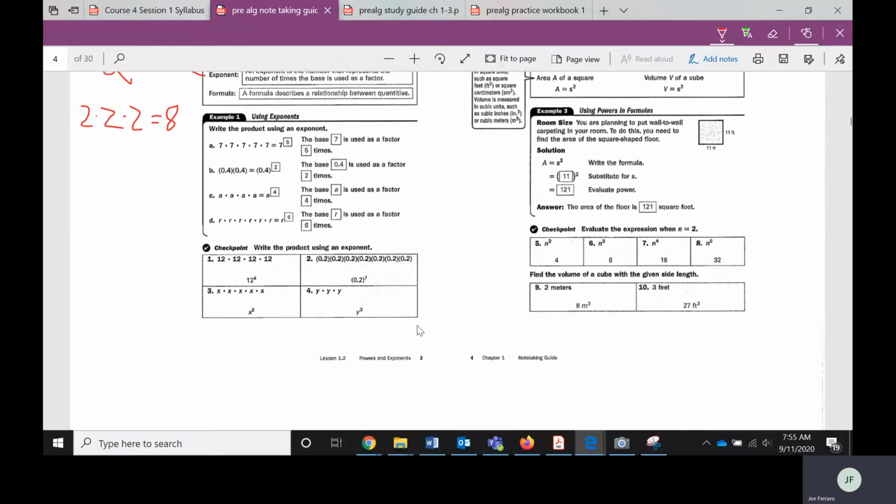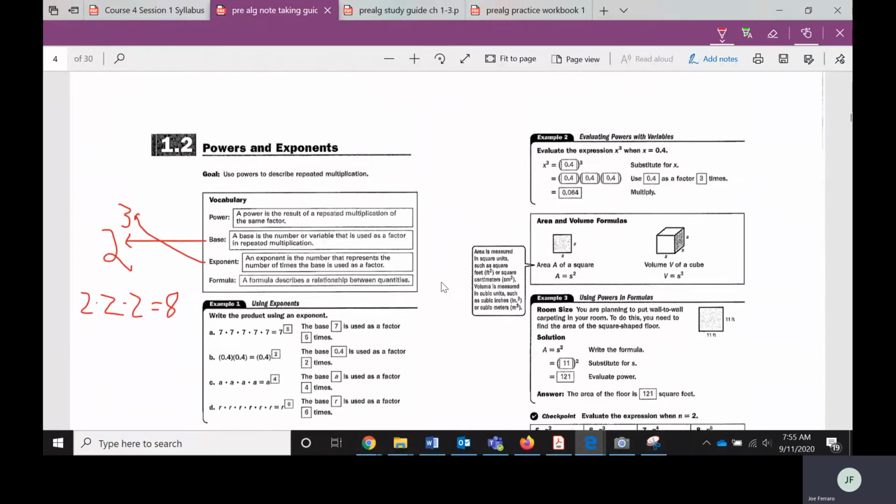Now, exponents only work with multiplication. If you have x plus x plus x, that's not x to the 3rd. That's 3x, and that'll come in a different lesson. Right now we're just looking at exponents and multiplication.